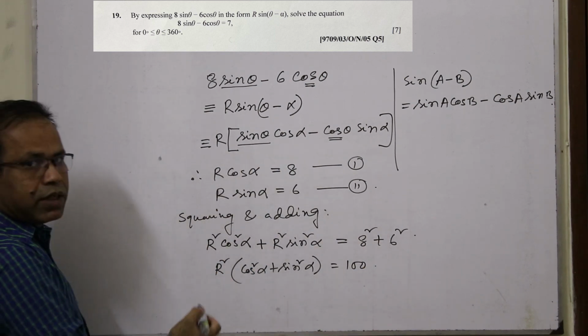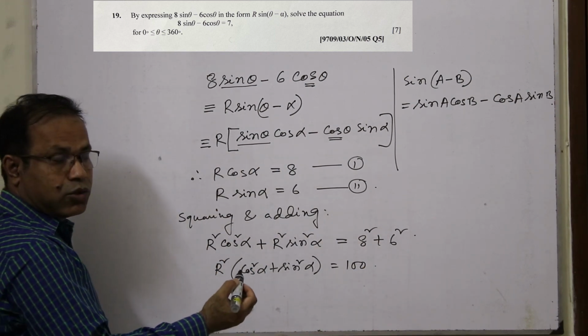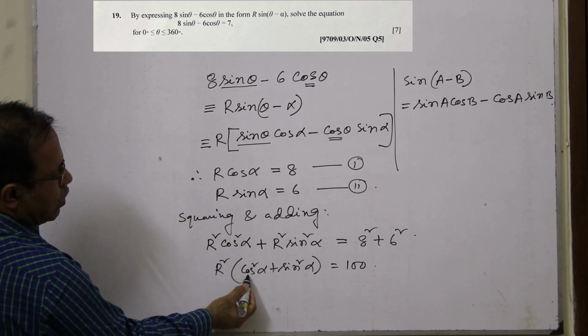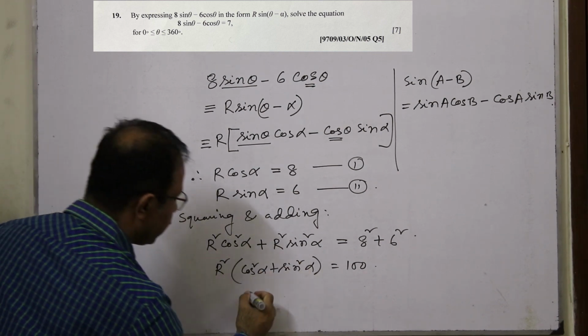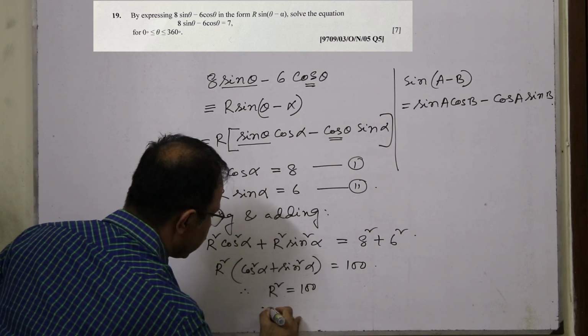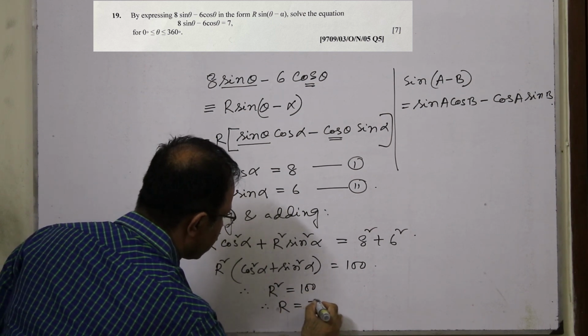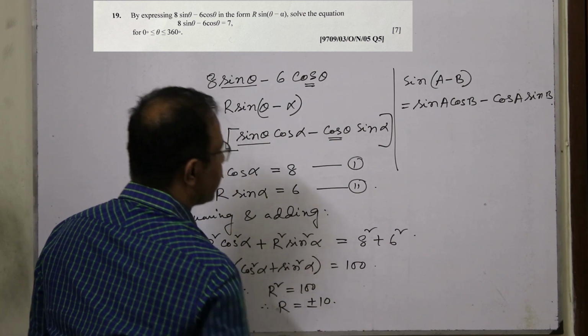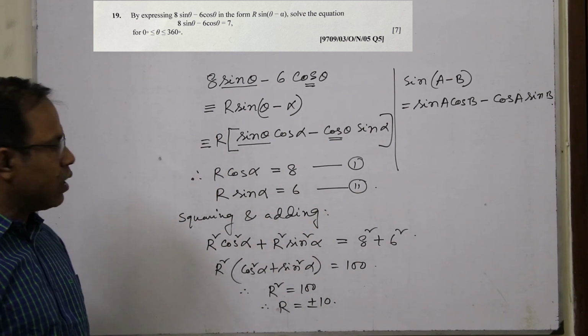Sine squared theta plus cos squared theta equals 1. So here cos squared alpha plus sine squared alpha is 1. Therefore we can write r squared equals 100, so r equals plus or minus 10. So we got one value of r.